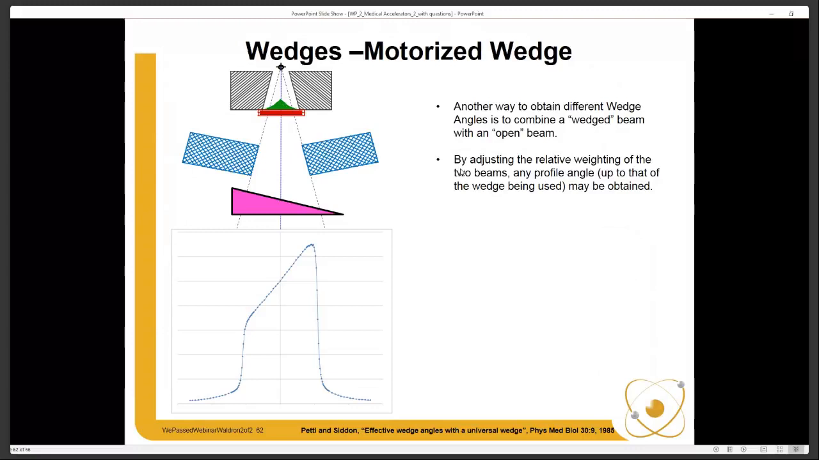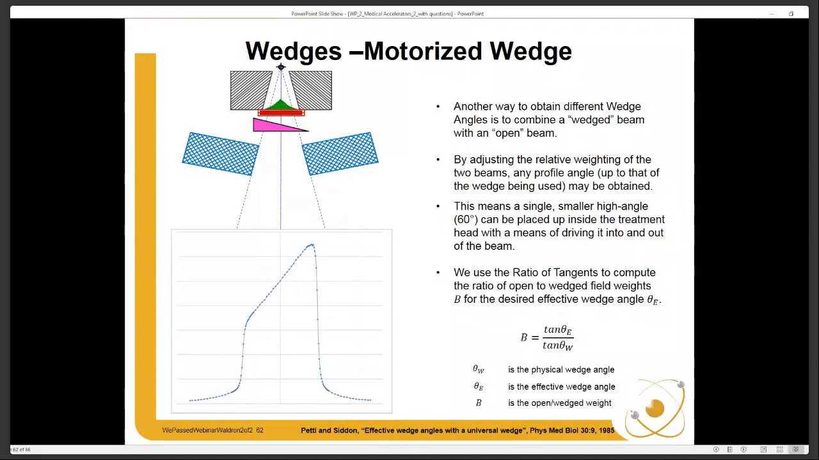So another form of technology with which we obtain wedge-shaped profiles is through what we call a motorized wedge. We can just have a smaller wedge up inside the head of the machine that is the highest wedge angle we might want, say 60 degrees. And we can put that in the beam some of the time and then have an open beam delivery the rest of the time and use something called the ratio of tangents to obtain any beam angle we want up to the angle that corresponds to the wedge that we have in place.